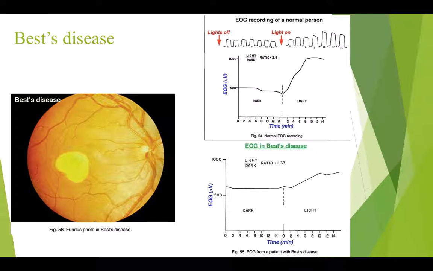The chart in Figure 54 graphs the change in voltage in the eyes through 15 minutes of dark adaptation and 15 minutes of bright light. Figure 55 shows an abnormal response recorded from a patient with Best's disease.